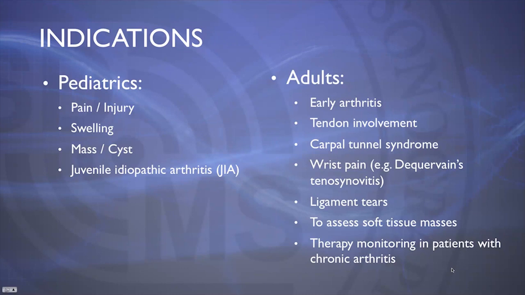Moving on now to indications as to why you may be asked to do a wrist sonogram. In pediatrics, you may be asked to look at patients for pain or injury, swelling of the wrist, mass or cyst, in particular a ganglion cyst, or for juvenile idiopathic arthritis, or JIA. In adults, we may be asked to look at patients that are presenting with early arthritis, tendon involvement, carpal tunnel syndrome, wrist pain. An example of wrist pain would be de Quervain's tenosynovitis, ligament tears. We may be asked to assess for soft tissue masses, and we may also be asked for looking at patients in therapy monitoring for chronic arthritis.